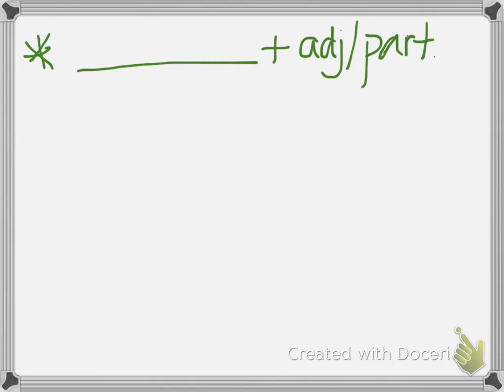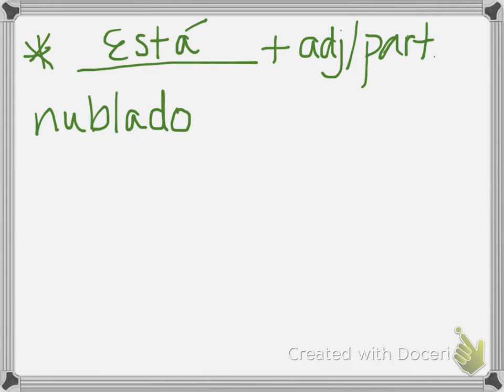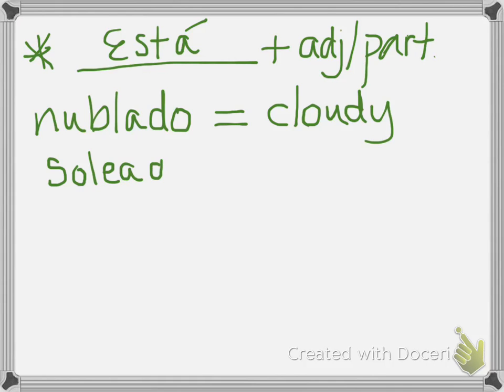Okay, the next way to talk about the weather is using está with an adjective or a participle. Okay, so está meaning it is. And then the first one we have is nublado. Okay, so nube is a cloud. Nublado means cloudy. So we have an adjective here. Remember, sol is sun. Soleado is sunny. So remember, we can also say hace sol for it's sunny. So this is just another way that you could do this.